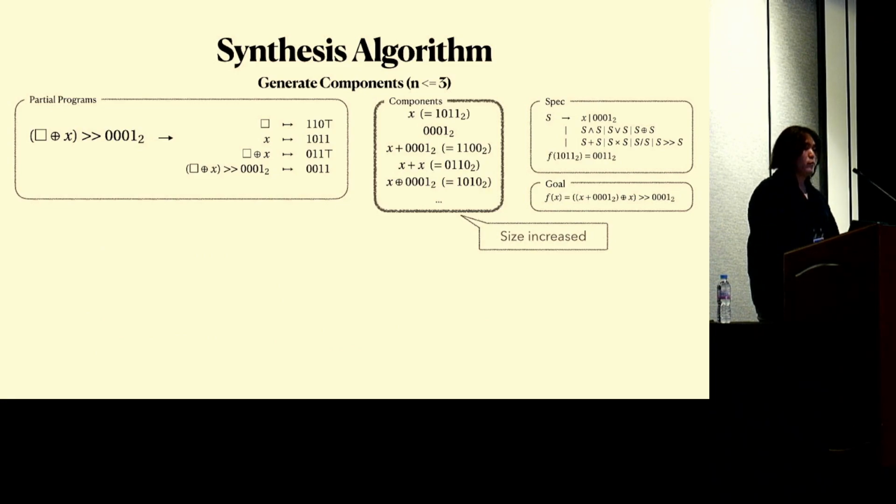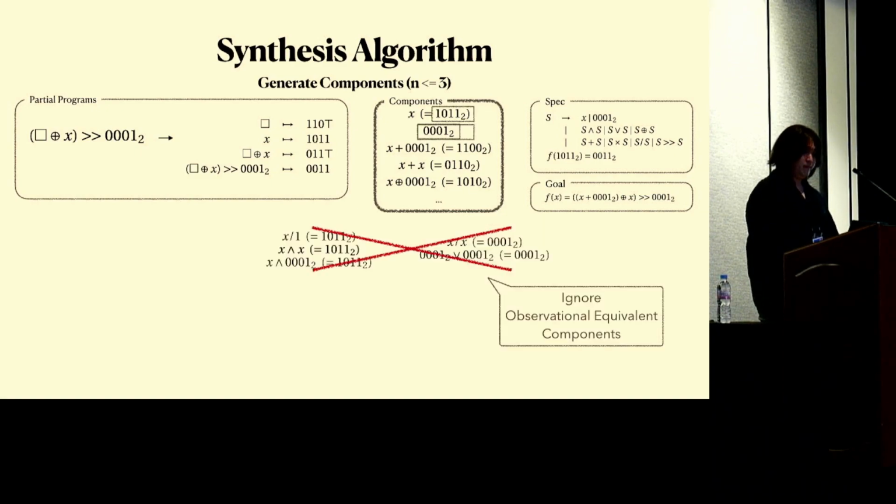After the bottom-up enumeration, we acquire some simple binary expressions as our components. During the component generation process, we discard redundant components with respect to the semantic specification. For example, we already have x with value 1 0 1 1. We don't have to add redundant components such as x divided by 1, x and 1, because they are observationally equivalent. This technique is essential and well-known in bottom-up searching, as it helps avoid combinatorial explosion.